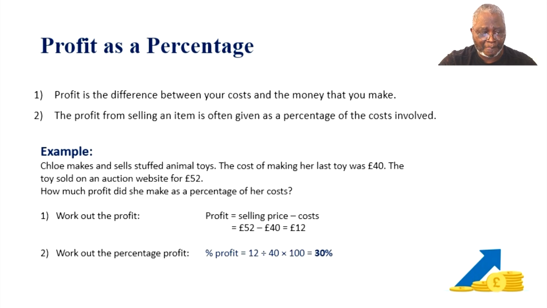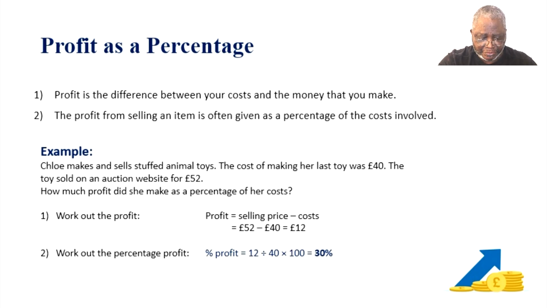Let's look at an example. Chloe makes and sells stuffed animal toys. The cost of making her last toy was £40. The toy sold on an auction website for £52. How much profit did she make as a percentage of her costs?